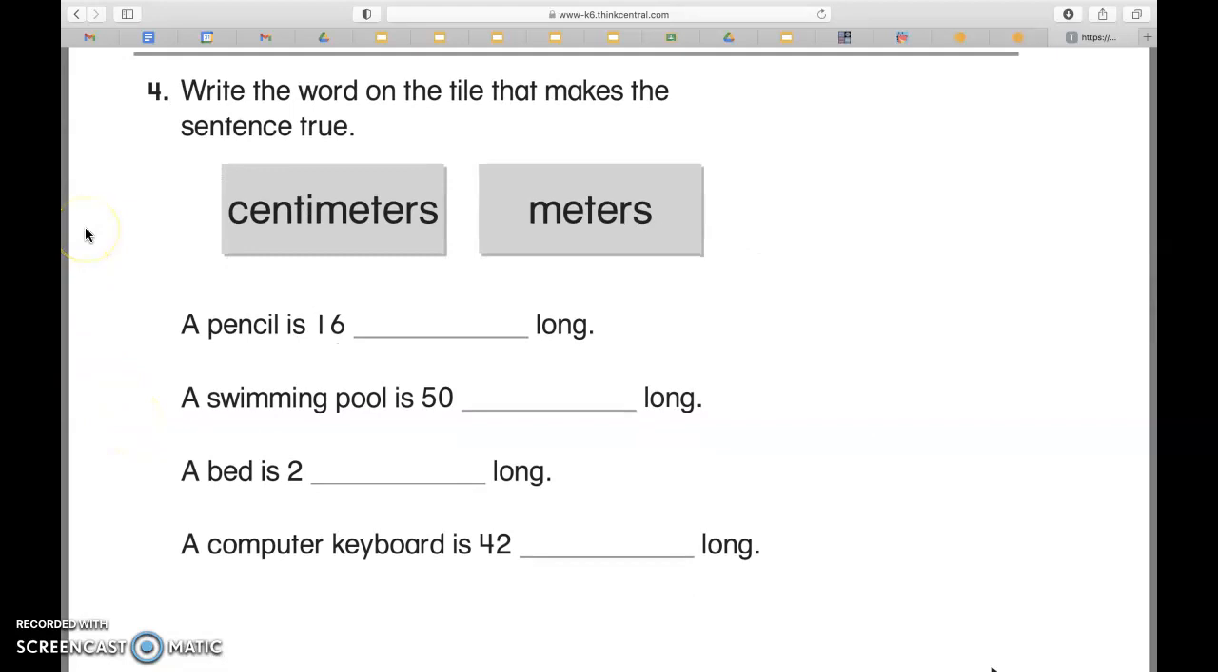Number 4. Write the word on the tile that makes the sentence true. So you have the words centimeters and meters, and you would be able to use each word more than once. A pencil is 16 centimeters, meters long. A swimming pool is 50 centimeters, meters long. A bed is 2 centimeters, meters long. A computer keyboard is 42 centimeters, 42 meters long.